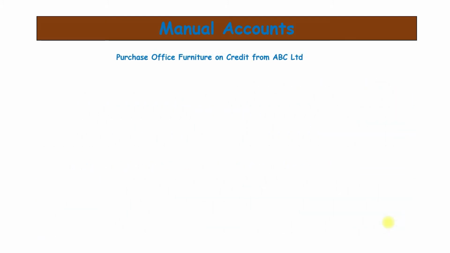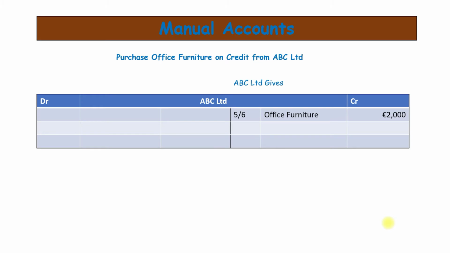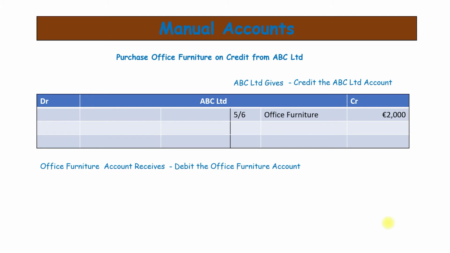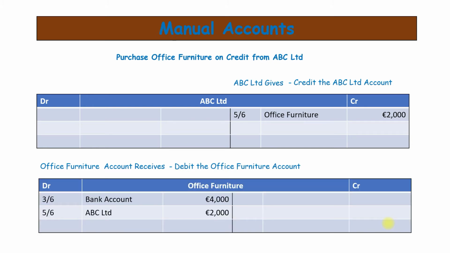This final example shows what happens when we buy items on credit. In this case, we bought office furniture on credit from ABC Limited. Because we sourced the furniture from ABC, and we did not pay for it yet, ABC Limited gives, and their account is credited. The furniture account receives, and is therefore debited. Looking at these two accounts, we can see that we got furniture worth $2,000 from ABC Limited, and we previously bought furniture worth $4,000, which we paid for.